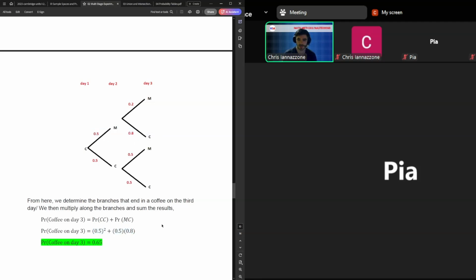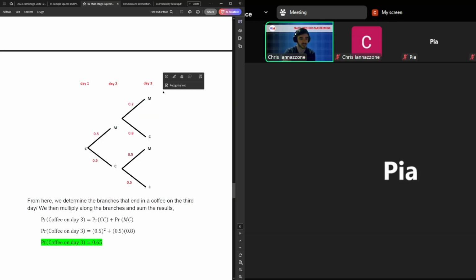Add them together, because probabilities multiply along the branches, but if you want to figure out the combination of final outcomes, you add those results. So 0.5, 0.8 multiplied, and then added to the 0.5, 0.5. That's how you handle those.